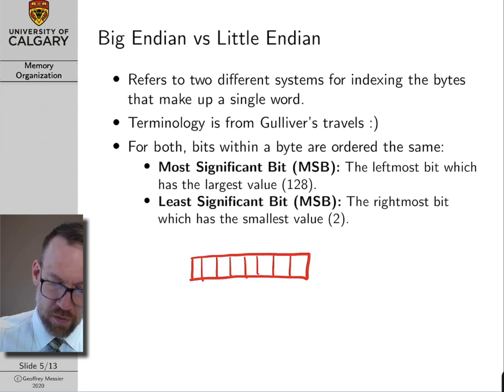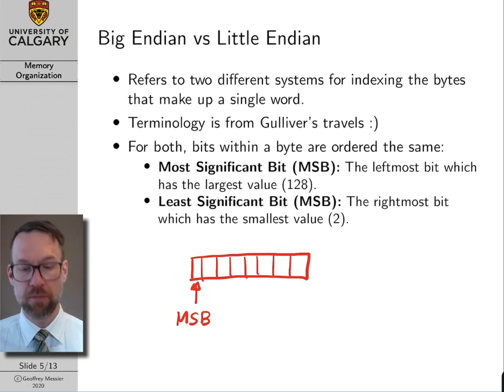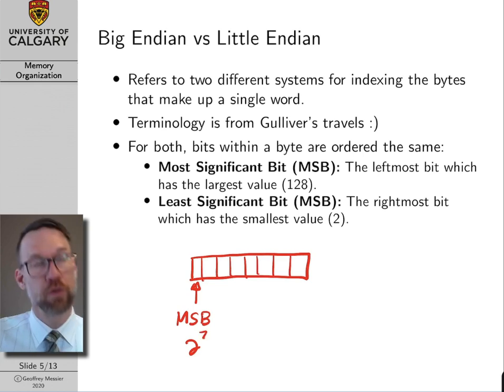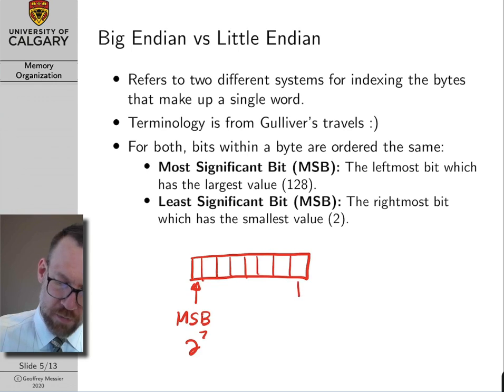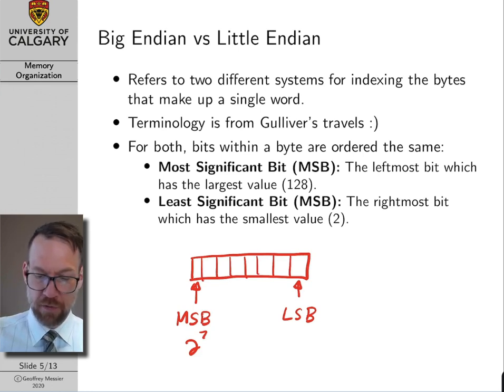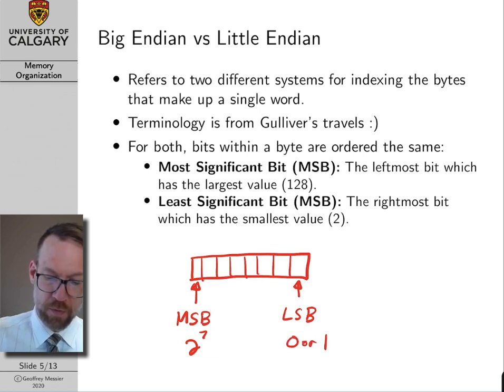And the leftmost bit is called the most significant bit, because this bit value, when we convert it to a base-10 number, is multiplied by 2 to the 7, or 128. The rightmost bit is called the least significant bit, because when we convert the byte into a base-10 number, the value of the least significant bit contributes only 0 or 1, whereas the most significant bit contributes either 0 or 128 to the value of the number.